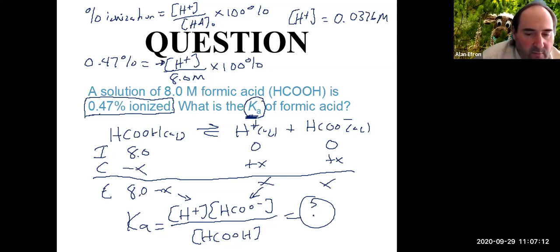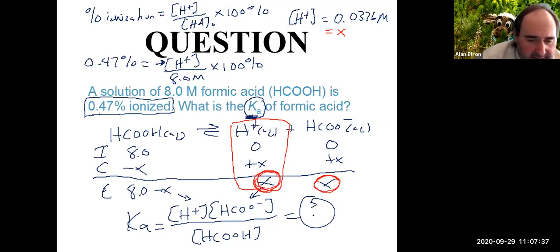You may be asking, why is that important? It is important because if we look at our ICE table, the H plus concentration equals X at equilibrium. So because we now have been able to figure out the H plus concentration, we actually know what X is. And this X here is the same X as this guy, and it's the same X as this guy as well. So we now have all of our X values by using the percent ionization.